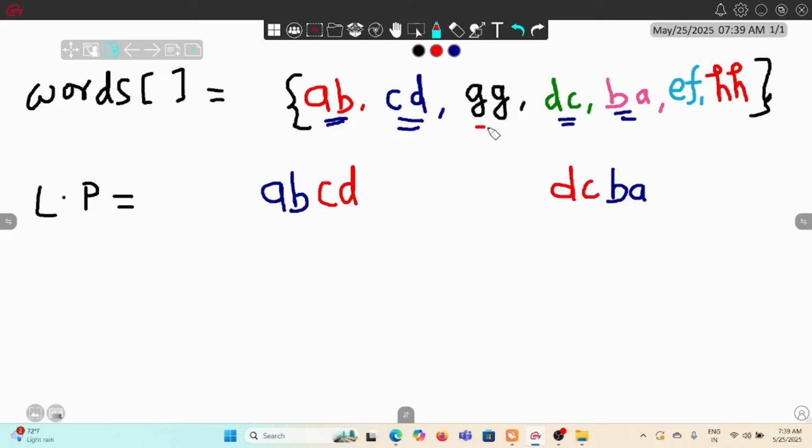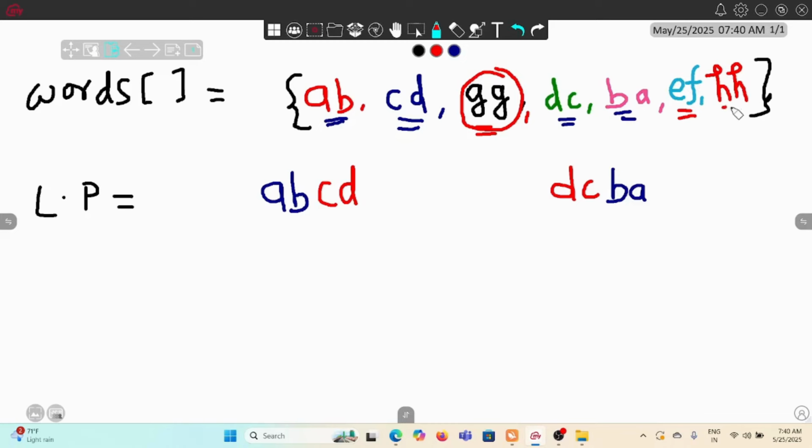Now we're coming to this GG. Is there another GG, the opposite word of it? No, we don't have. So as of now we are not putting it, but we have found one such word which has both characters the same. Let me go ahead. This is DC, which is already taken. This is BA. Then we have EF. Does EF have any opposite word? No, it doesn't. If it doesn't have an opposite, then we cannot pick it because both characters are also different.